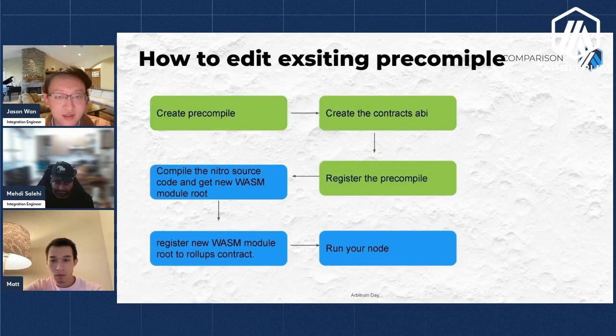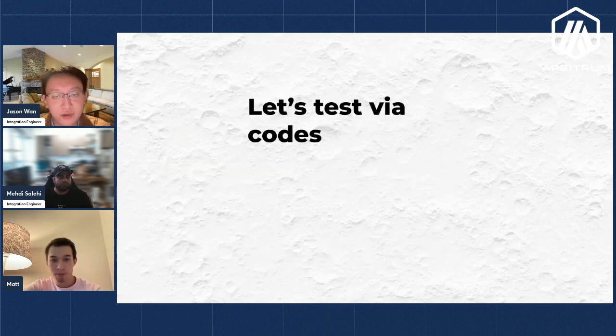So what if you don't want to edit your existing precompile, but want to add a new precompile? The main difference is in the first three steps. The first step: you don't need to open an existing precompile, but you just need to create a precompile file under our precompile directory, and then continue to create the contract ABI. After that, just register your precompile. I will show you how to do this in the code.